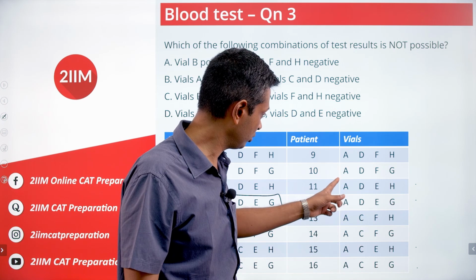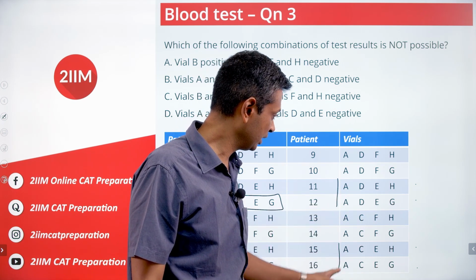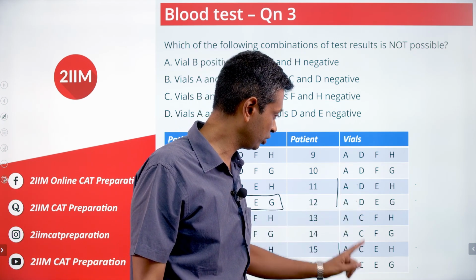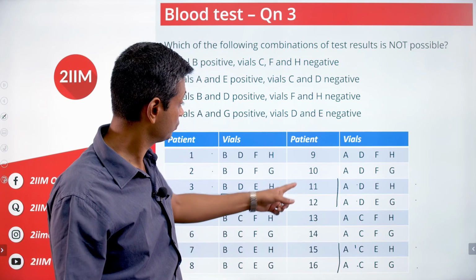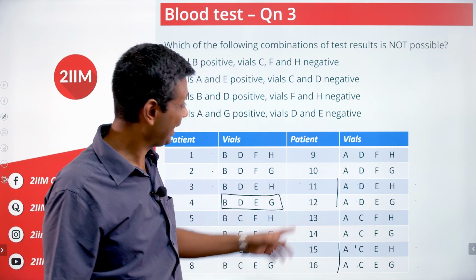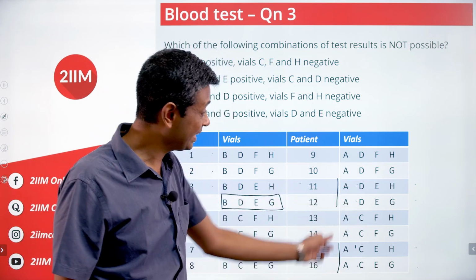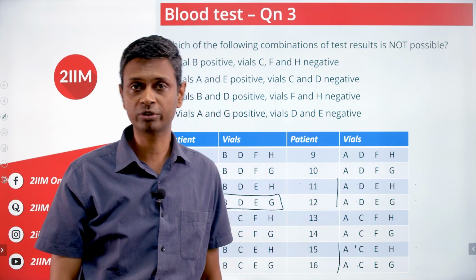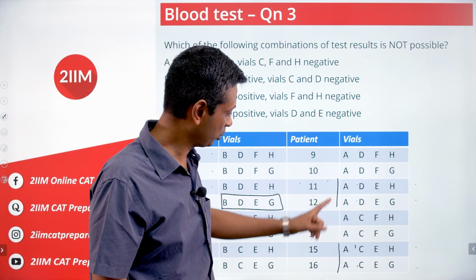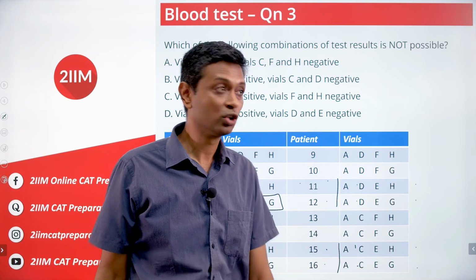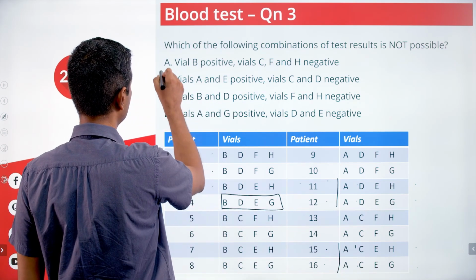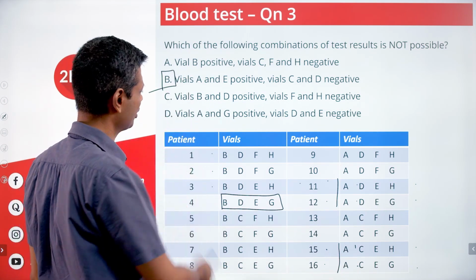This is A and D, this is A and D, A and D, A and D. Here the two Ds, two Cs. So if patient 11 were positive, then A and E would turn positive, but D and H would also be positive. So D would also be positive. So that's not 11. Not 12, not 15, not 16. So this is not possible. Let's look at next.